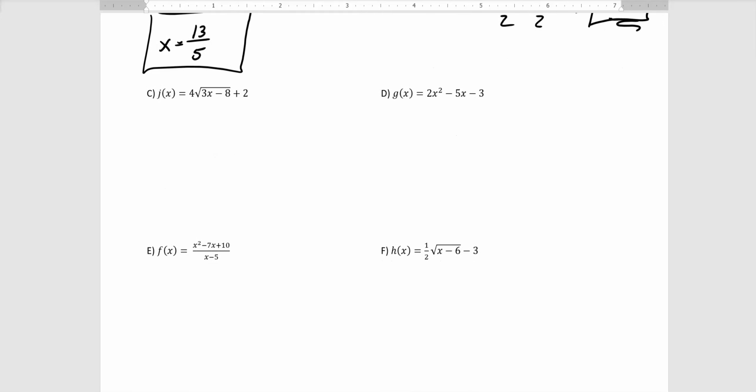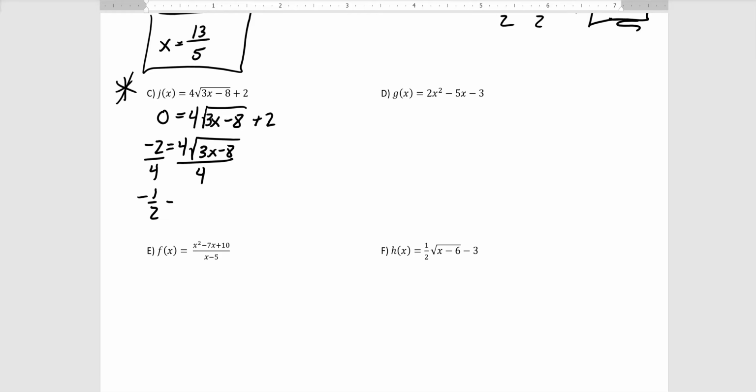All right, let's try letter C. J of x is 4 times the square root of 3x minus 8, plus 2. Here's another one that we'll definitely have to check for extraneous solutions on. Let's start. Set j of x equal to 0, so we'll have 0 equals 4 times the square root of 3x minus 8, and then plus 2. To solve this, I'm going to start by subtracting 2. When I do that, I get negative 2 equals 4 times the square root of 3x minus 8, and then divide by 4. Negative 2 over 4 becomes negative 1/2 equals the square root of 3x minus 8.